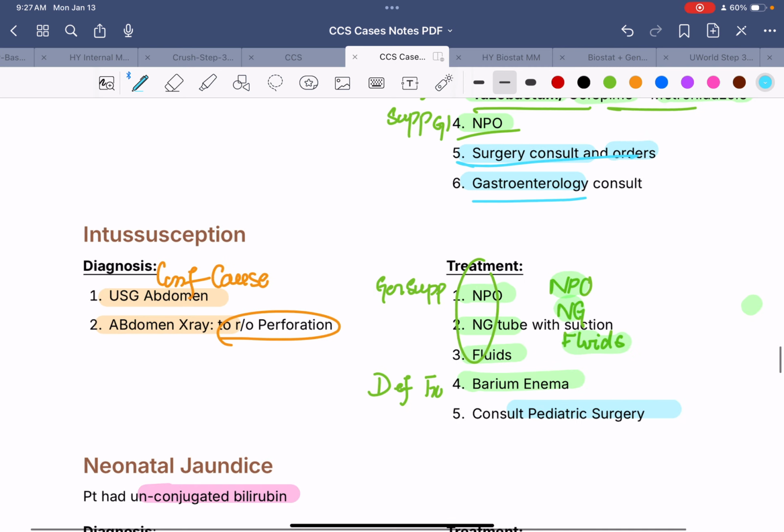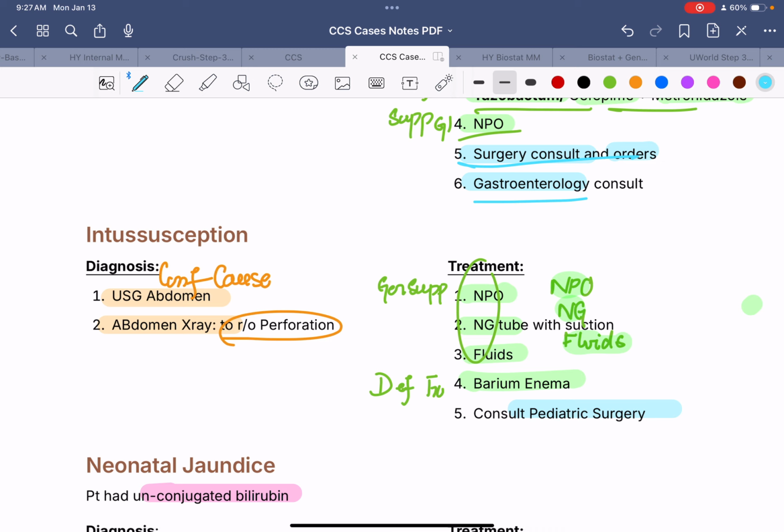Next up, we have intussusception. So now we have a baby, and this baby has one part of the gut going into the other part of the gut, telescoping basically into the other part of the gut.